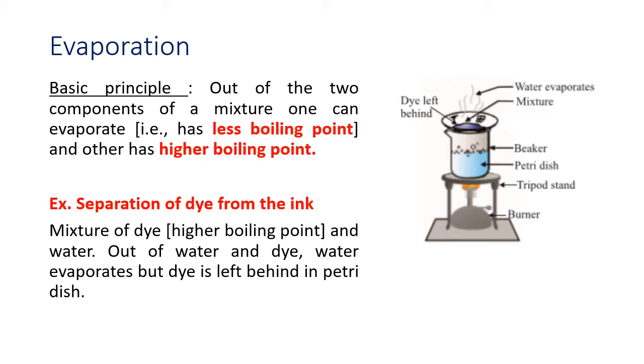So what does evaporation do? Now we'll see with an example. We want to separate the dye from the ink. If you look at the ink, it has a colored pigment inside. Ink is of blue color, black color, green color, red color. The different colors of the ink are because of the dye, the colored dye inside. Now what we intend to do is separate the dye, the solid part, from the ink.